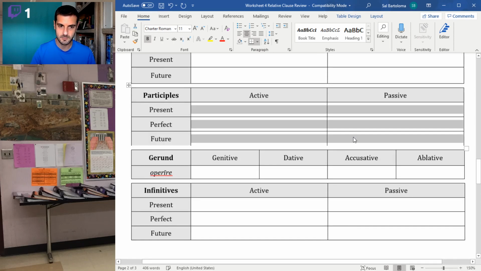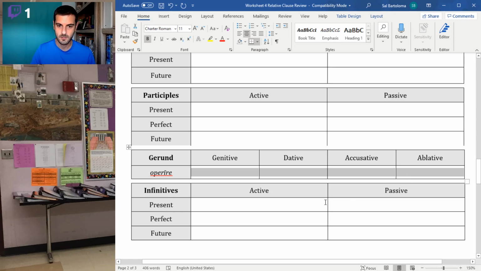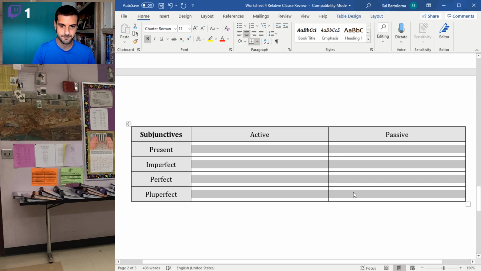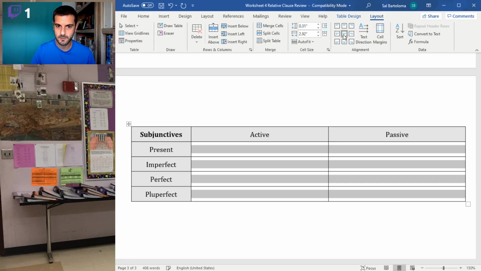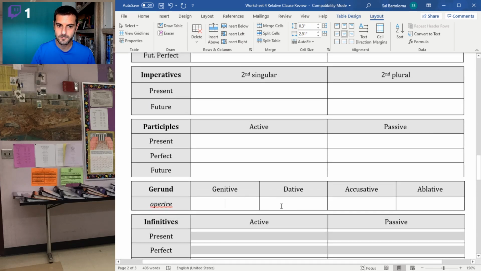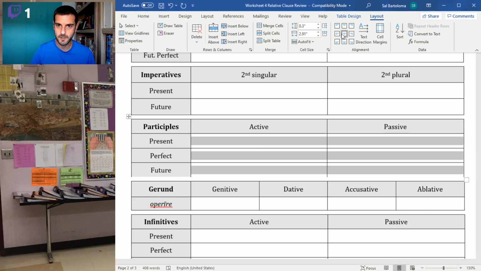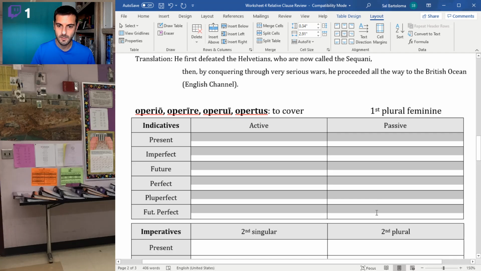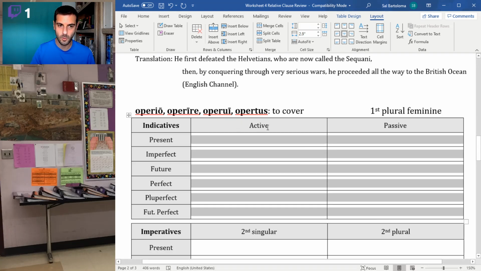So let me get my boxes all in a row here. Gotta do all my clicky clicks first. That looks good. Sometimes I remember to do this beforehand, and sometimes I don't. Okay. The verb is operio, operire, operui, and opertus. It is to cover. It's actually the opposite of aperio. Aperio is to open. Operio is to close, or to cover.